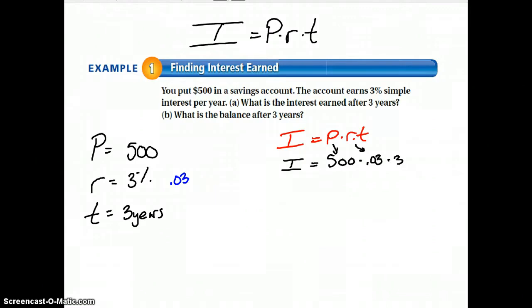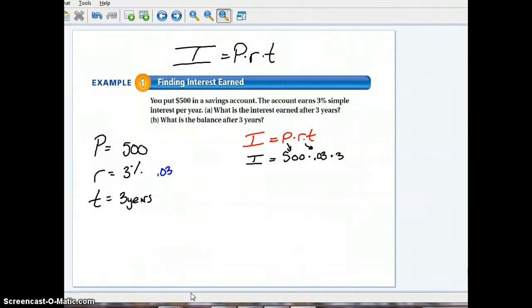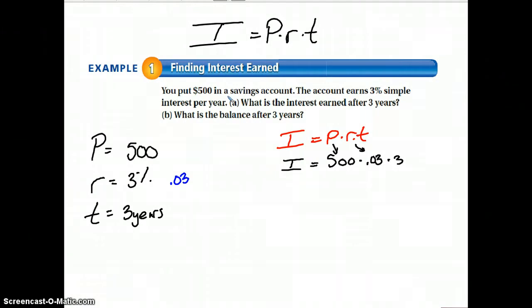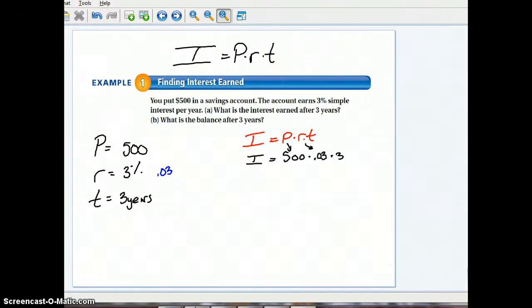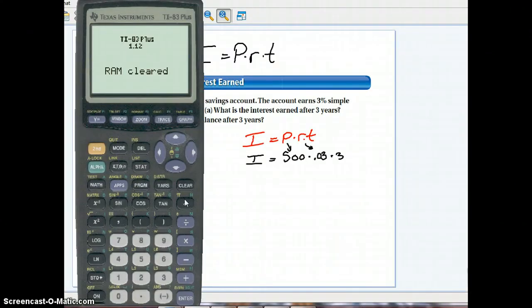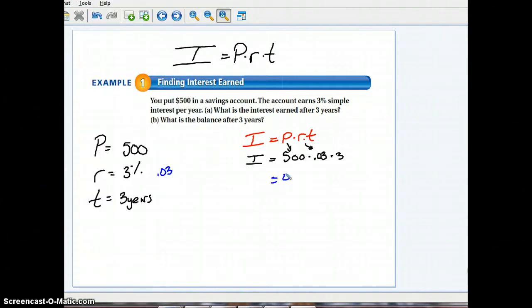So if you type that into your calculator, let me get that out here real quick. There it is. We're just going to literally put in 500 times 0.03 times 3. Let's see what that gives us. 45. So that gives us 45, and that actually means $45. That's how much the interest is in 3 years.